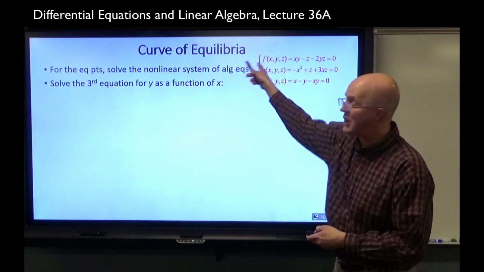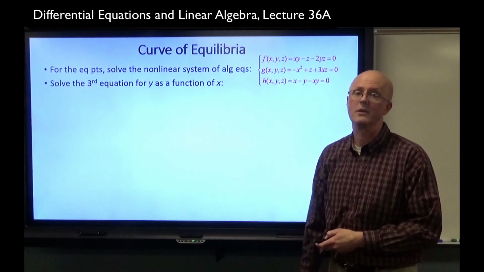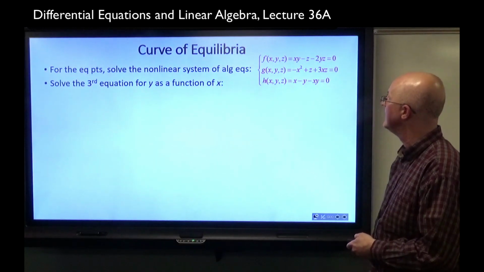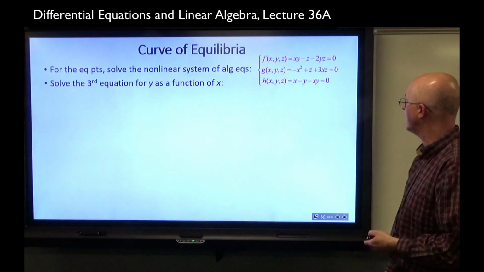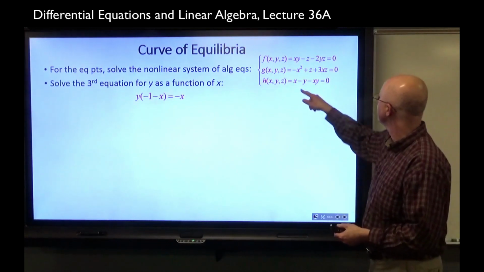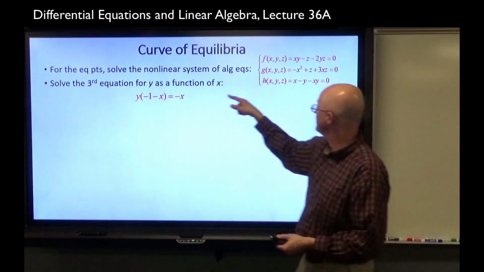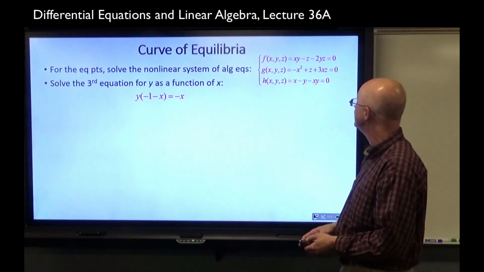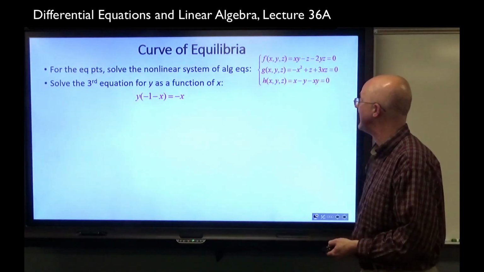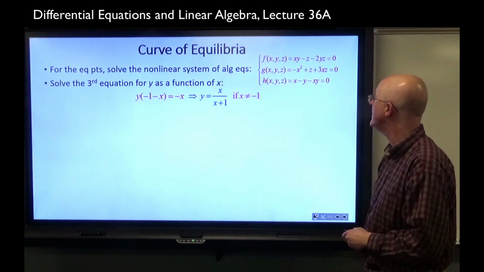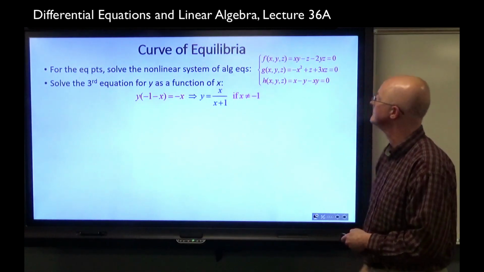Interestingly, instead, you get a curve of equilibrium points, every point along the curve being an equilibrium point. How could you verify that? You could, for example, solve the third equation for y as a function of x. Look at that equation. Subtract x from both sides and factor out a y from the left side to get that. Now solve for y as a function of x by dividing both sides by -1 minus x. Canceling the negative signs gives you y equals x over x plus 1, as long as x is not -1.